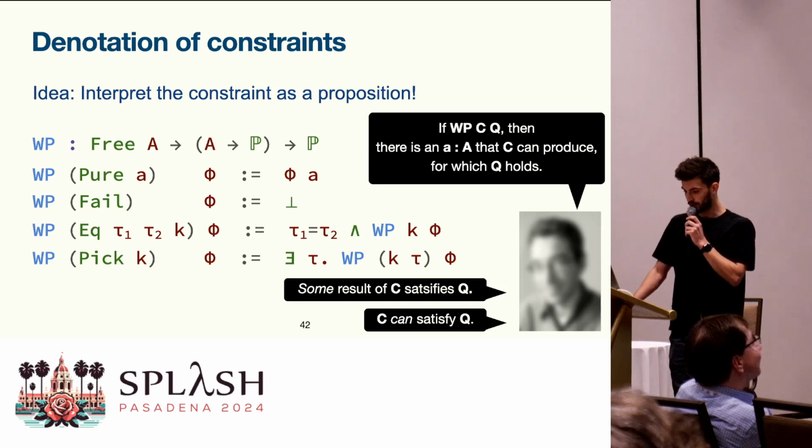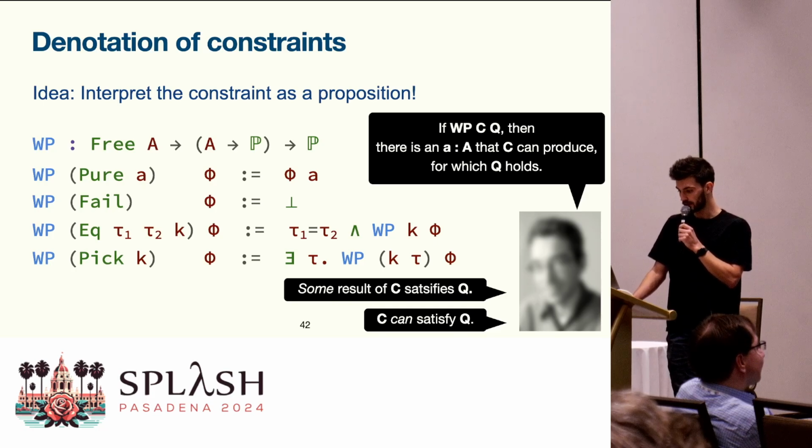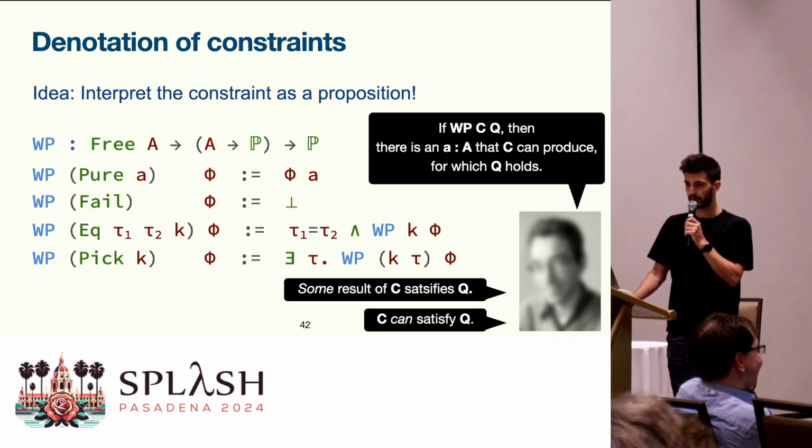If you're having trouble getting an intuition for this stuff, you can ask a program logic expert, and they will say something like, if you have the WP of some constraint and a postcondition, then what this really means is that there exists a value that the constraint can produce for which the postcondition holds. Equally, you can say that the constraint can satisfy the postcondition.